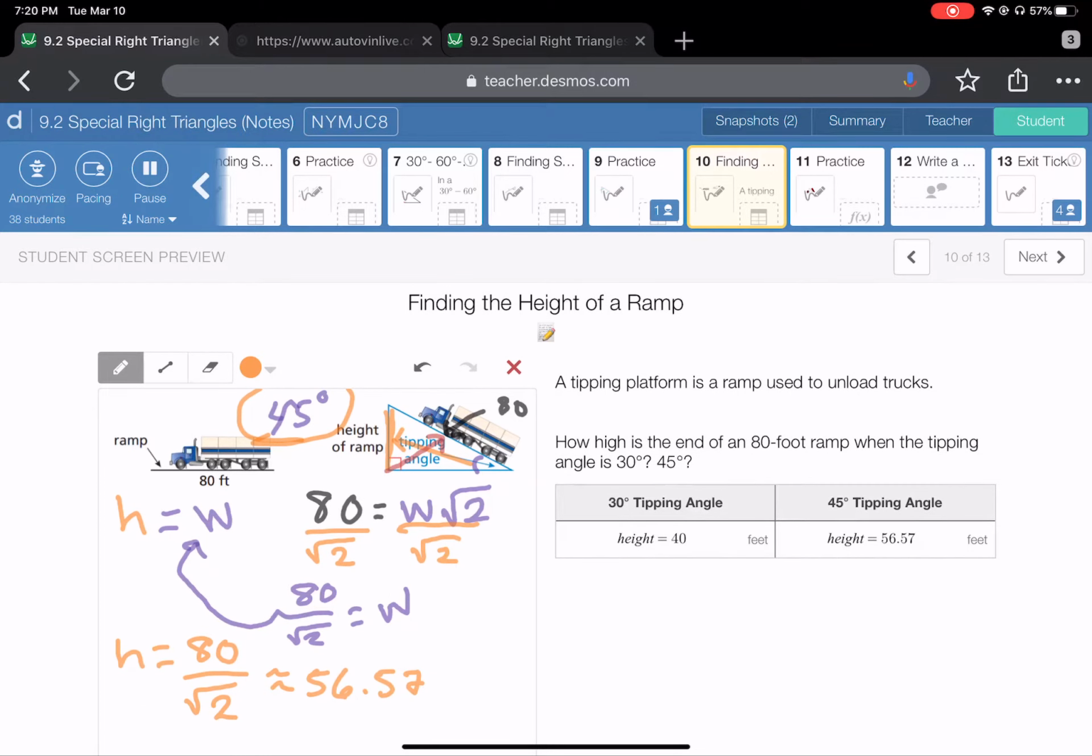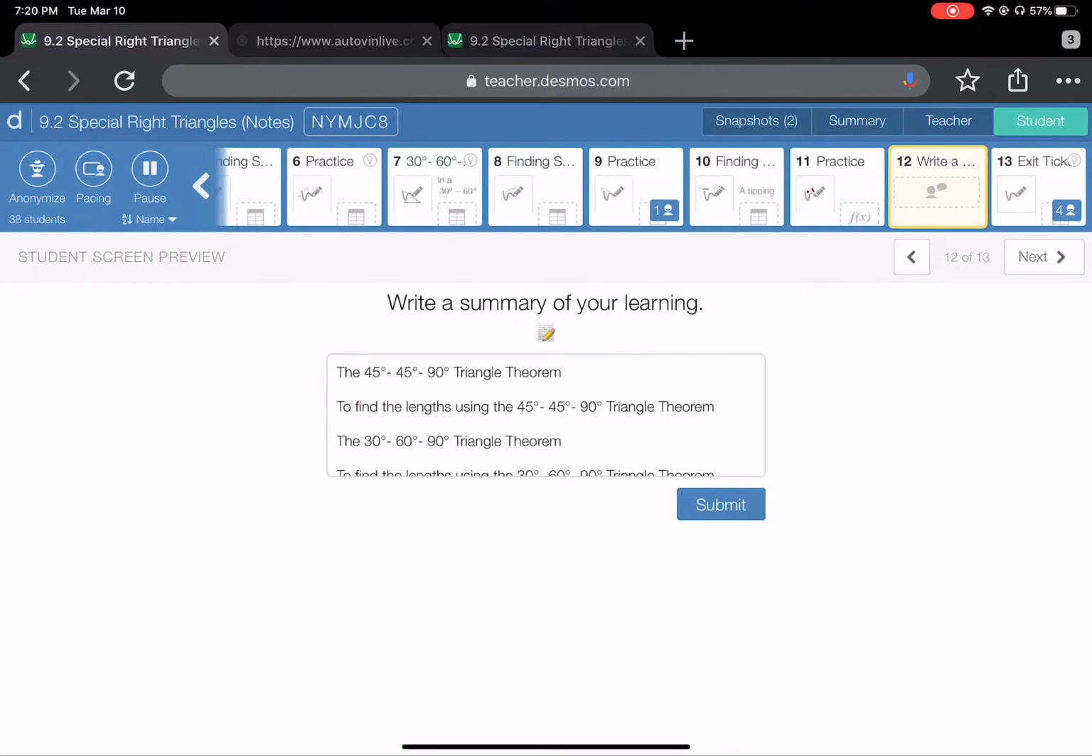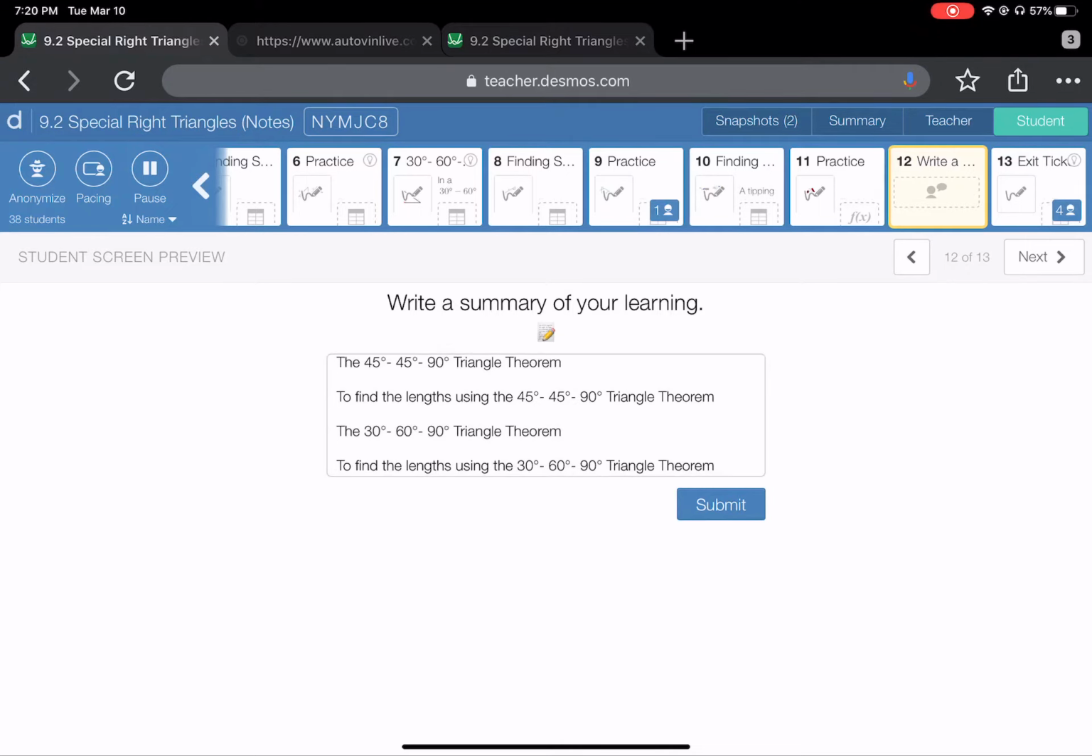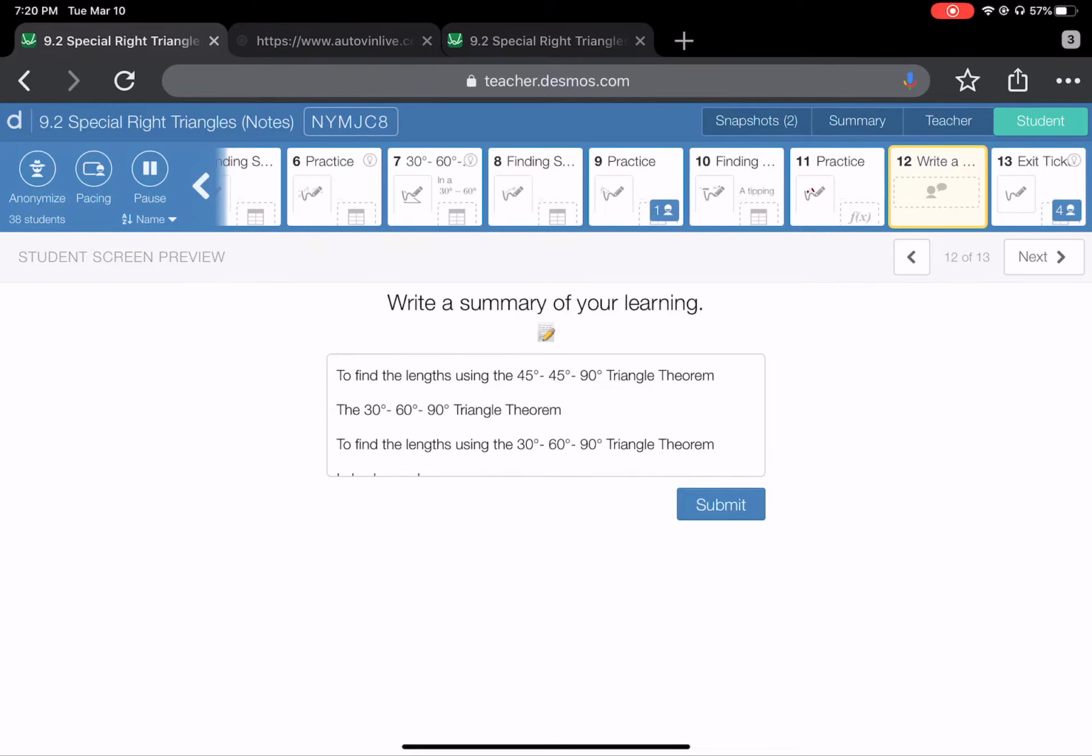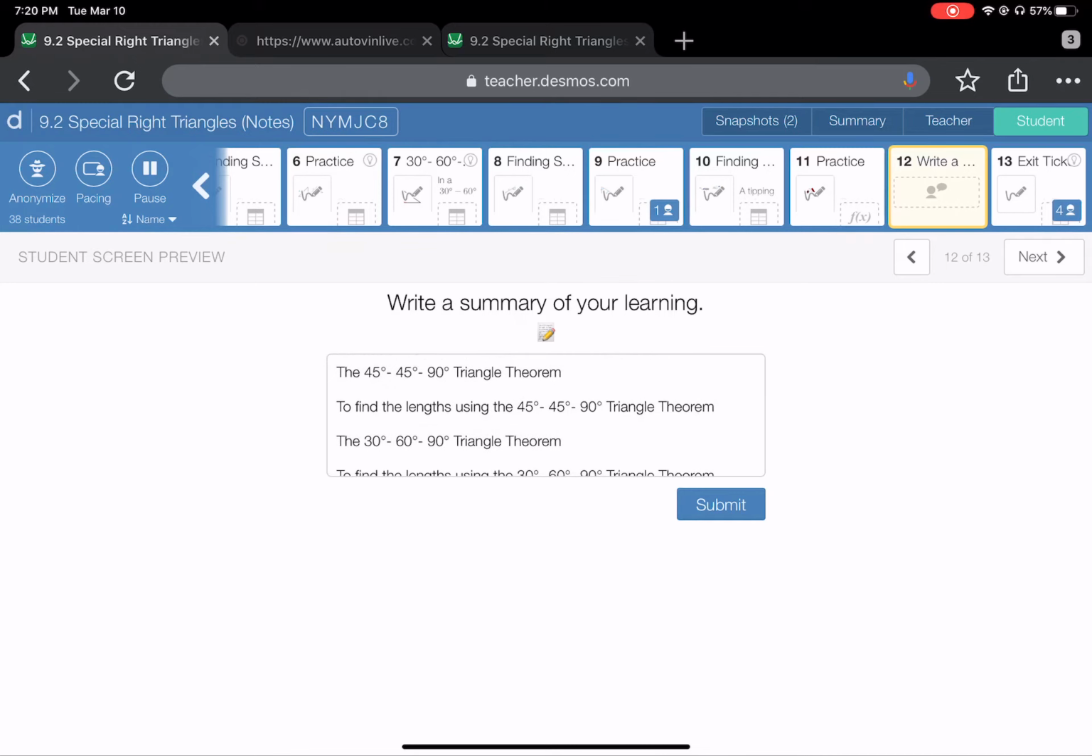When using our 45-45-90 triangle theorem, we find the length using that theorem, as well as the 30-60-90 triangle theorem, which has different sets of values. I hope you enjoyed this video and I hope it was helpful.